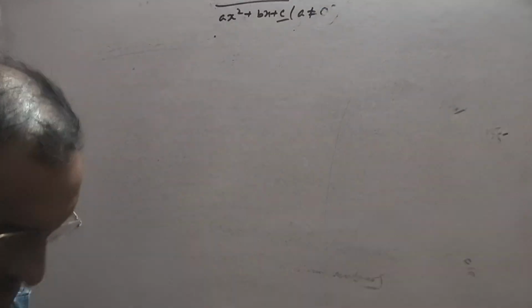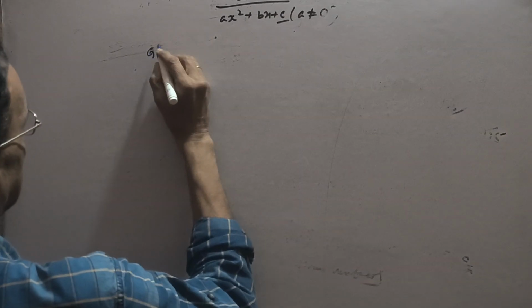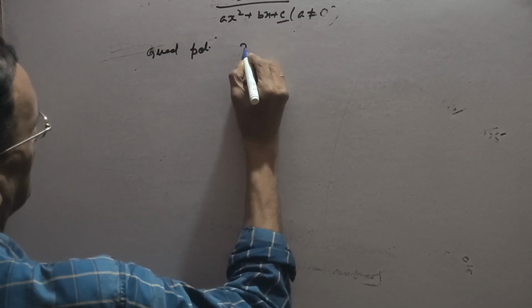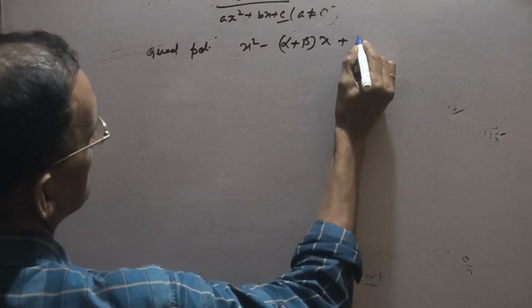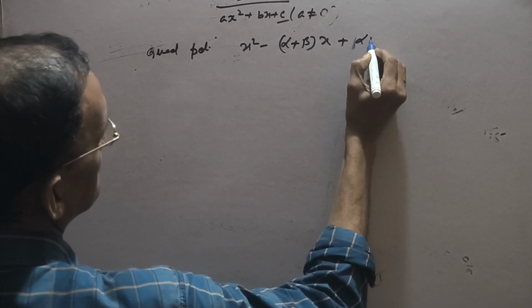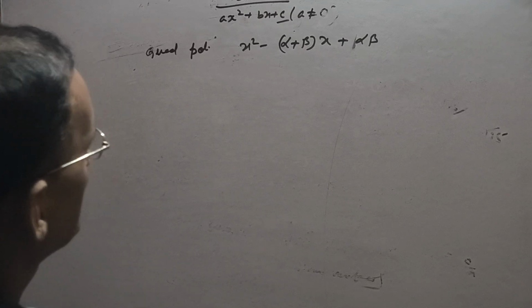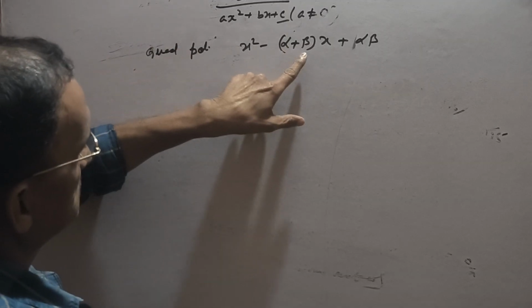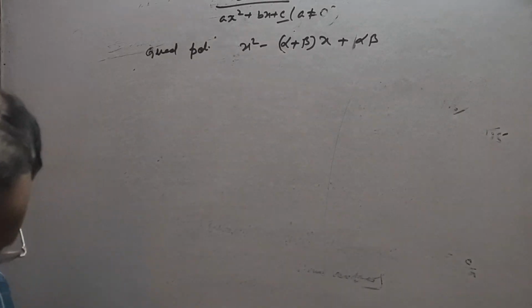Now, in the previous class, I explained that if the zeros are given, then you can form the quadratic polynomial. The formula is x square minus sum of zeros into x plus product of zeros. I had explained this formula and given the proof in the previous class. Now we will use this to form a quadratic polynomial. If zeros are given, the formula is x square minus sum of zeros into x plus product of zeros.